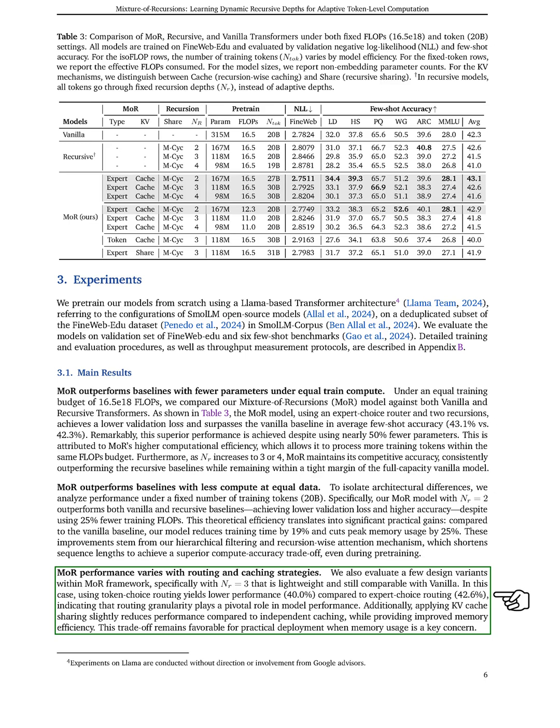We find that using token choice routing results in lower performance at 40% compared to expert choice routing at 42.6%, highlighting the importance of routing granularity on model effectiveness. Additionally, while sharing the key value cache slightly decreases performance compared to independent caching, it enhances memory efficiency, making it a favorable option when memory usage is a priority.